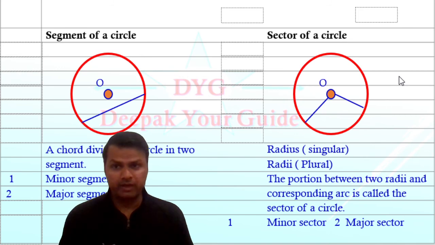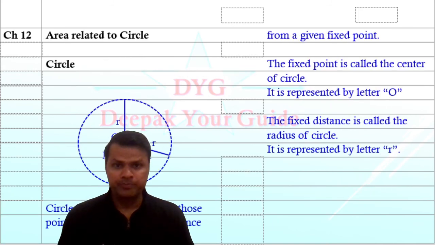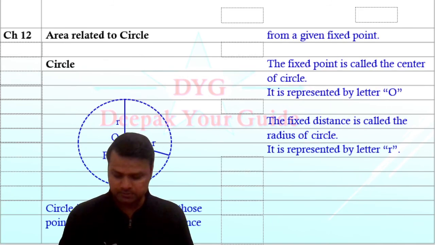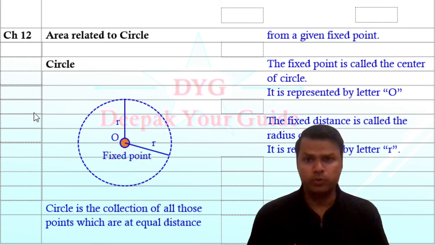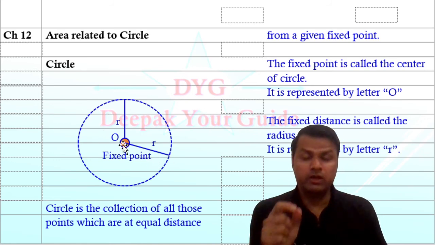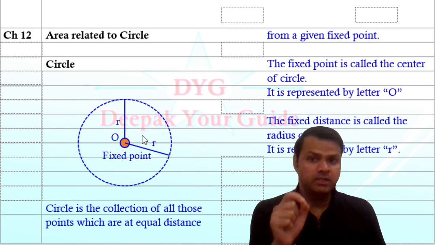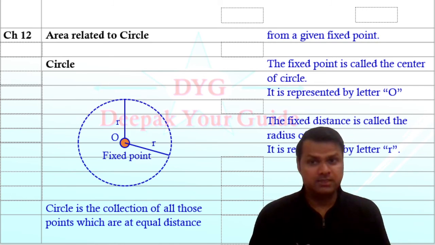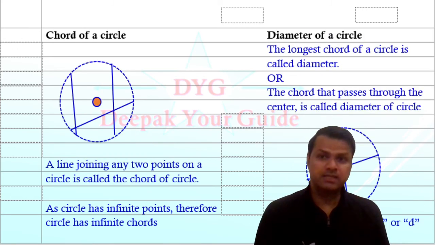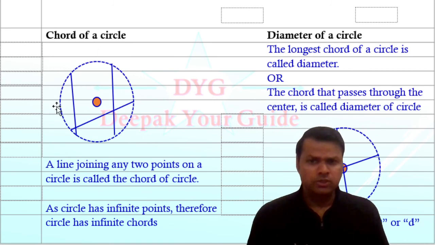Let me quickly revise what we discussed till now. So we have started our concept with what is circle. So circle is the collection of points which are at equal distance from a fixed point. This fixed point is called as center. We represented it by O, and the fixed distance is called the radius, and we represent it by small r. After understanding of center, radius, and circle, we discuss what is a chord. So chord is a line segment.